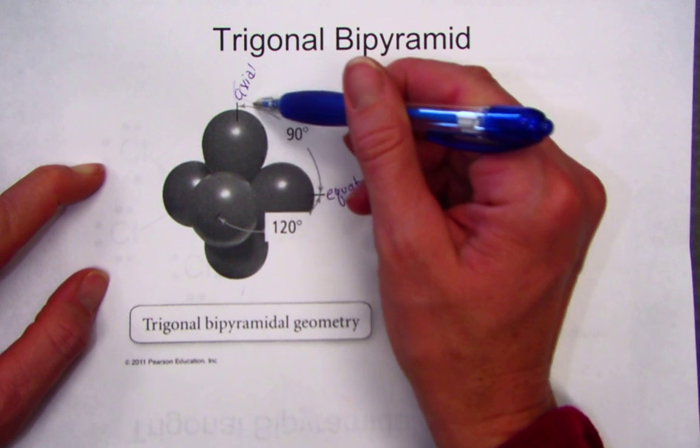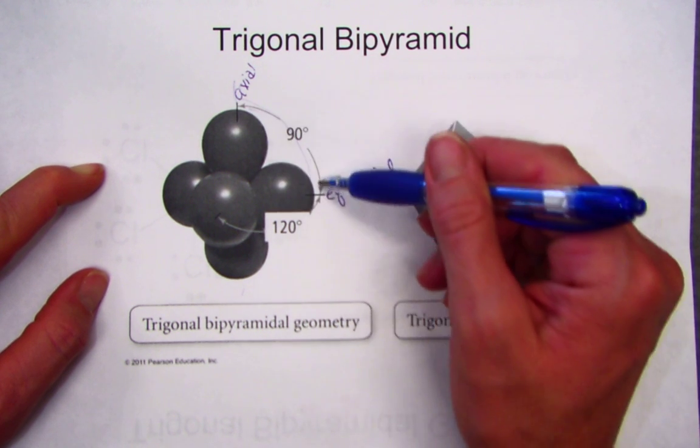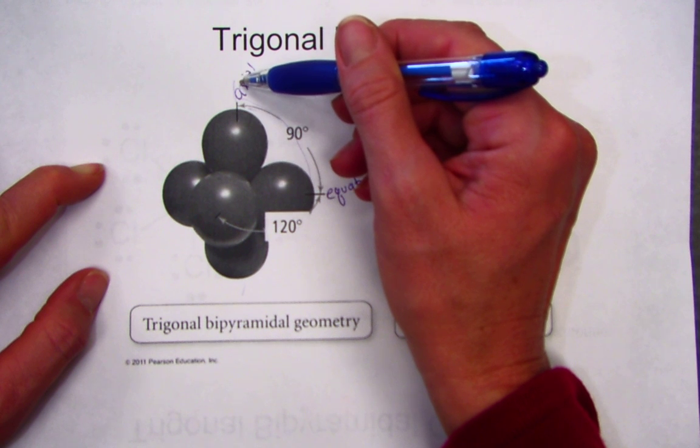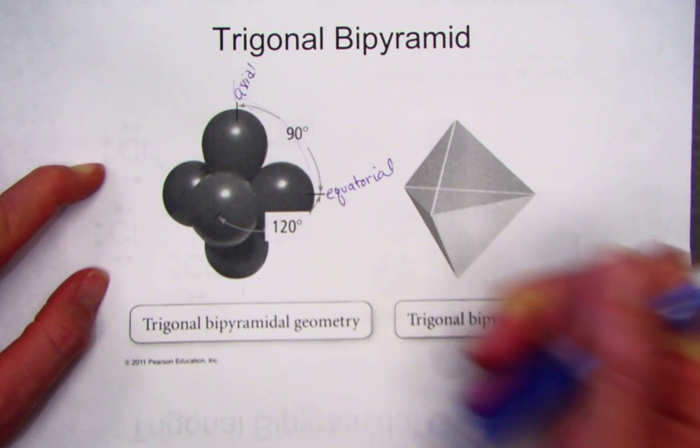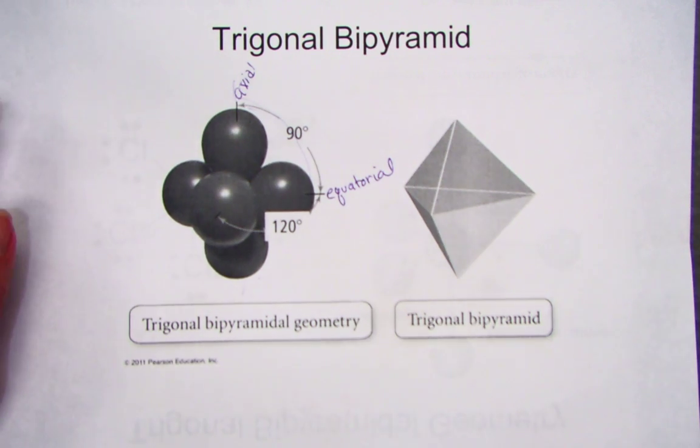And then between the axial and the equatorial would be 90. Between the top axial position and all the way down to the bottom, I would see 180 degrees from top to bottom.